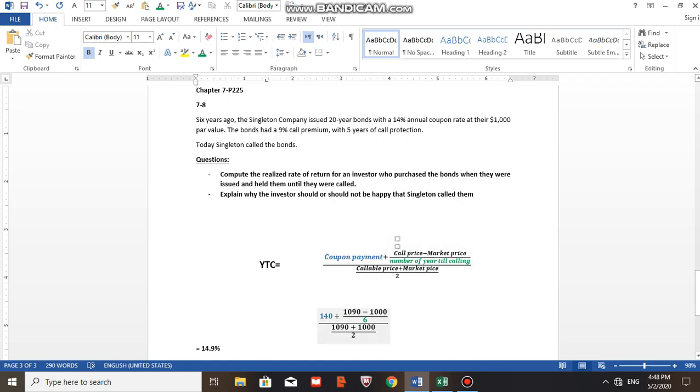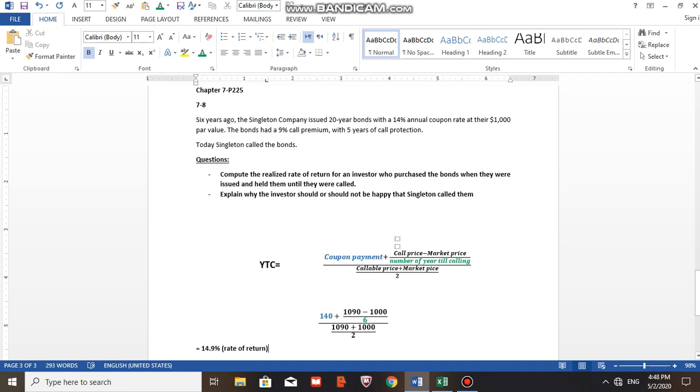Okay, so by filling in this formula with all the components, coupon payment, call price, market price, and number of years till calling, we find a YTC of 14.9%. So that will be the realized rate of return for the investor that invested in this bond until its calling.